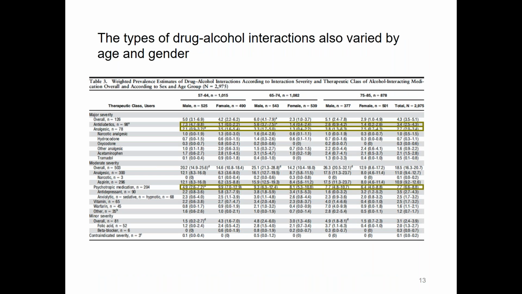So we examined, just because we were interested in what the classes are that are implicated here. We found that it varies. Anti-diabetics, analgesics, antidepressants, warfarin, these are all commonly used drug classes and medications. And we found that the drug and alcohol interacting combinations varied by age and gender.